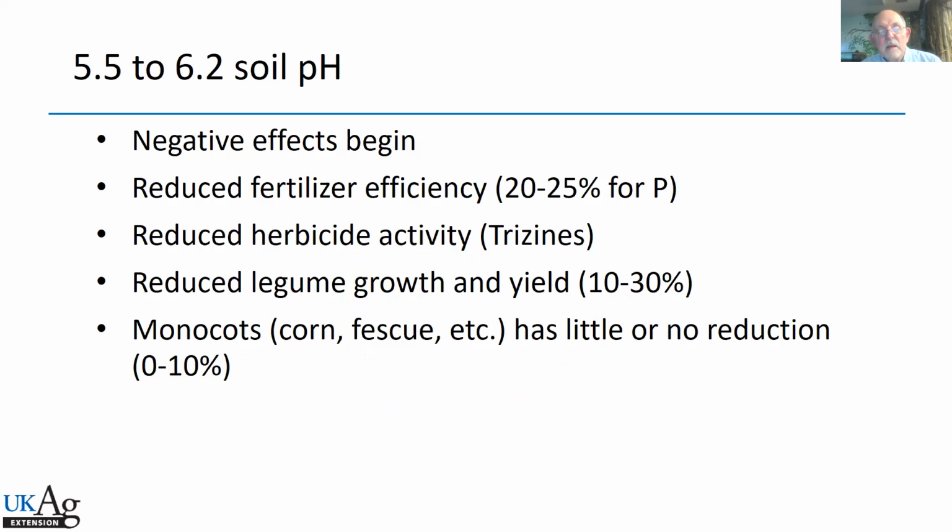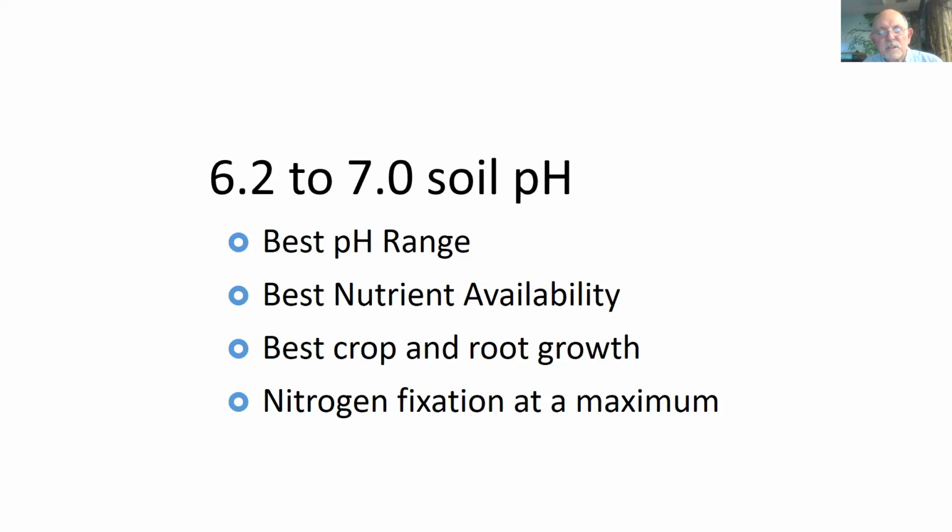All right, so at a pH range of 6.2 to 7, the best pH range, nutrients are more readily available, it's best for root growth and reproduction, and for our legume crops, fixing nitrogen is at its maximum rate there.